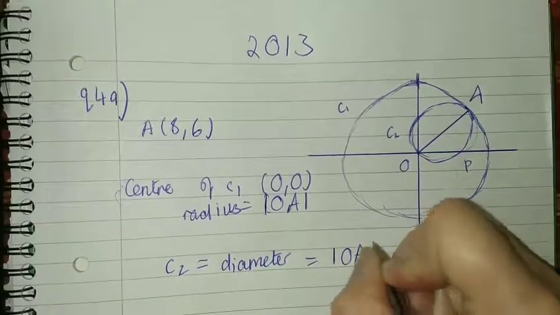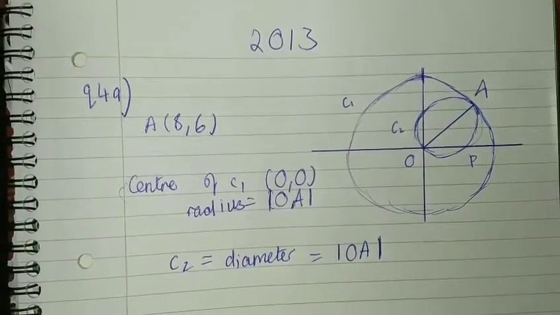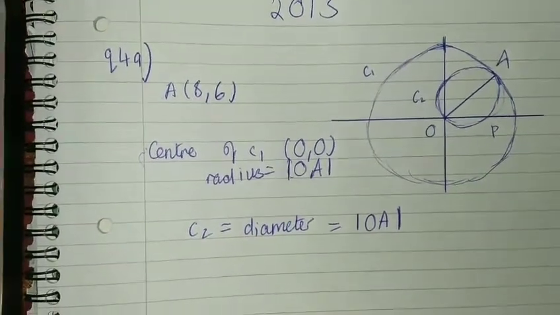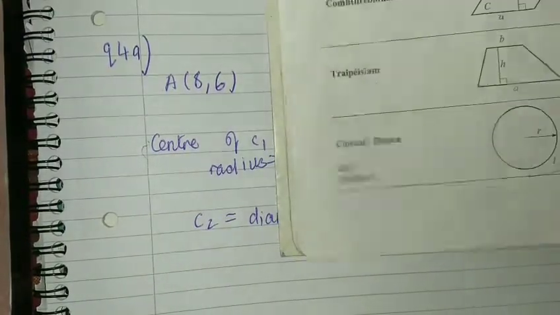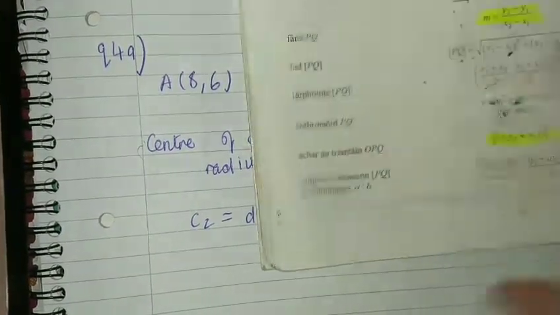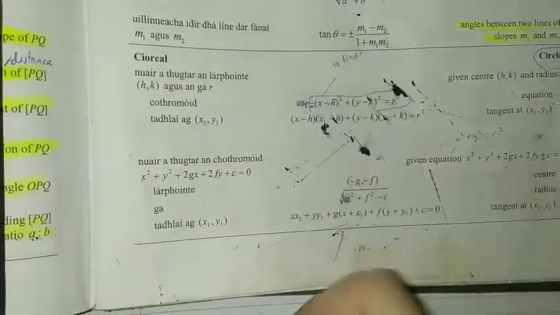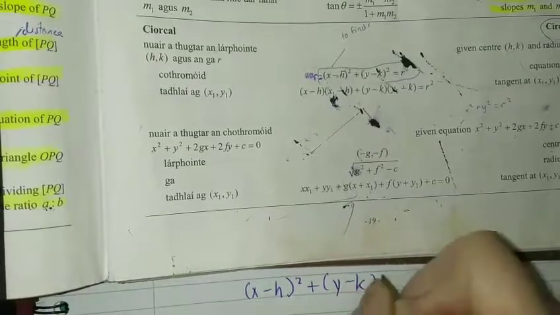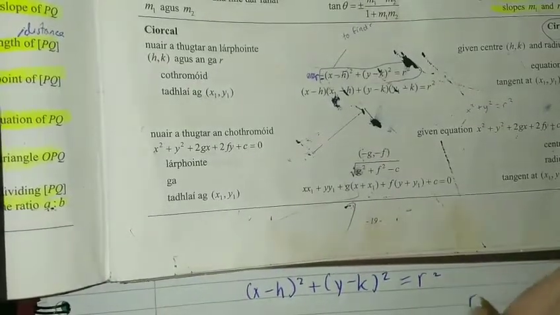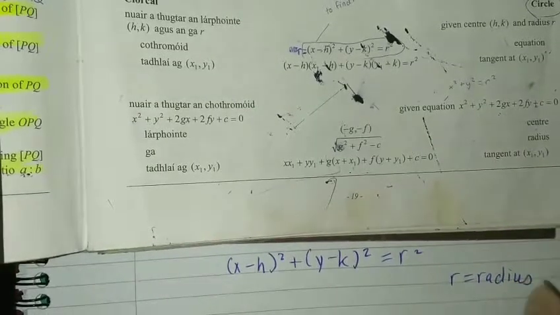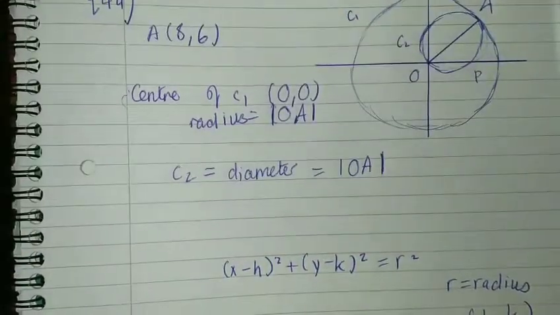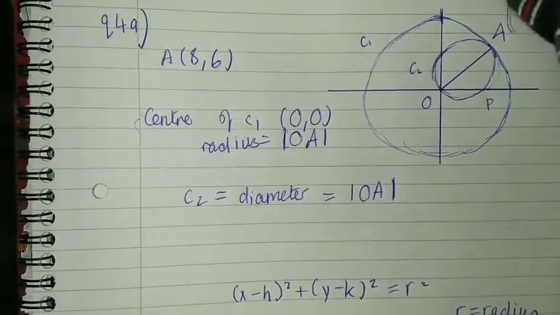So we're asked to find the equation of C1. So if we want to get the equation of a circle, we need to know the length of the radius, and we need to know the coordinates of the center. So the formula we have for getting the equation of a circle is this. It's x minus h squared plus y minus k squared is equal to r squared, where the radius is r and then the center is h, k. So all we have to do is get the radius.